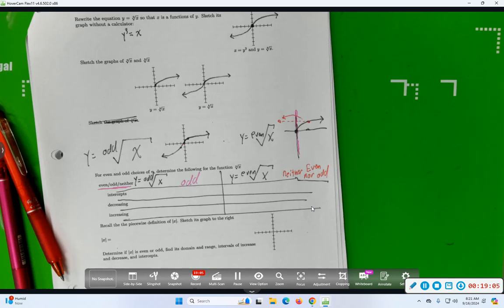Let's determine some intercepts. Where do these things have their x-intercepts? Cool. Y-intercepts? Oh, cool. X-intercepts are the same as the y-intercepts, 0, 0. And you can just see that from the graph.